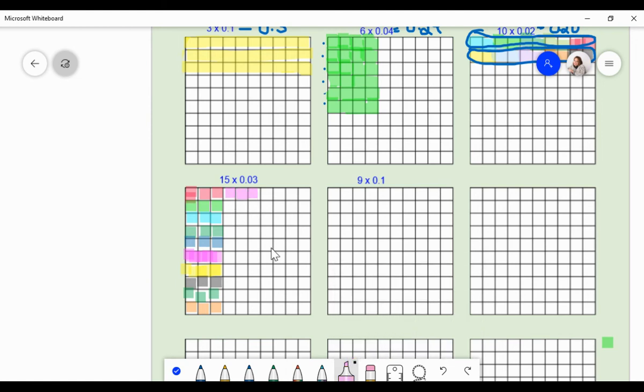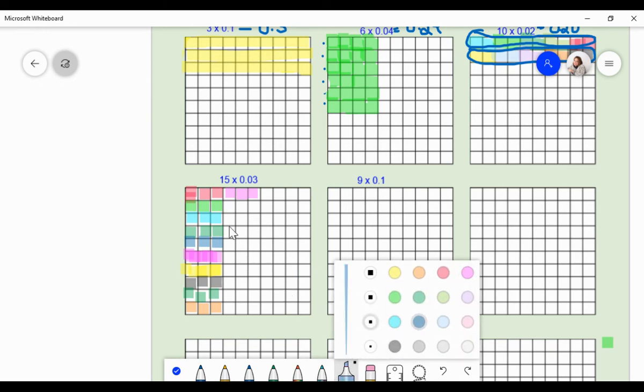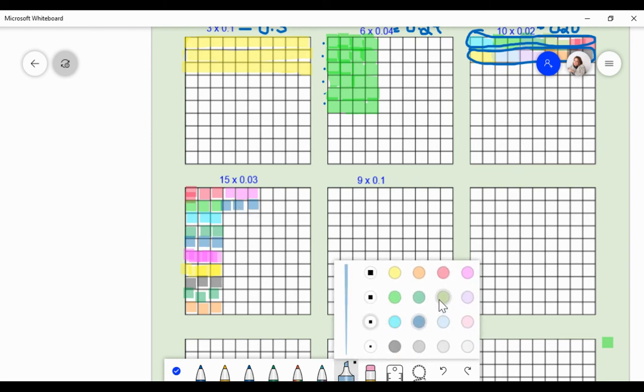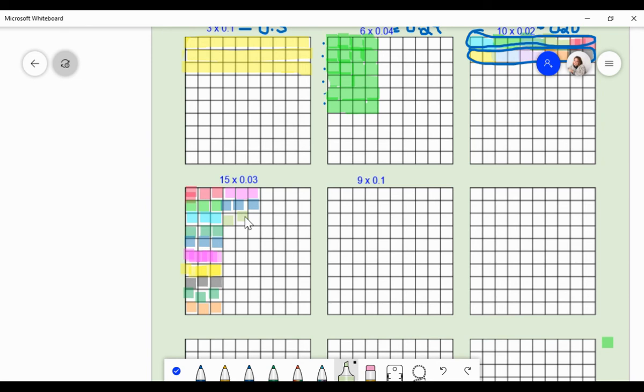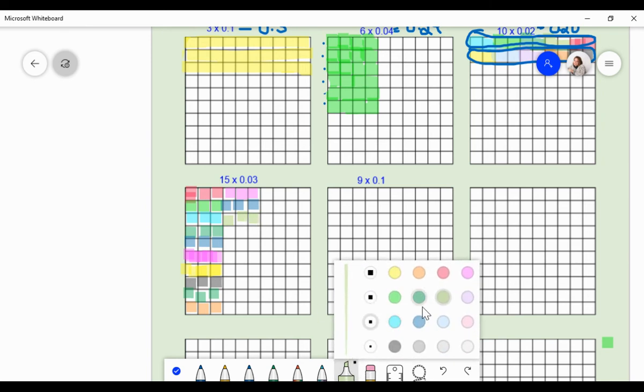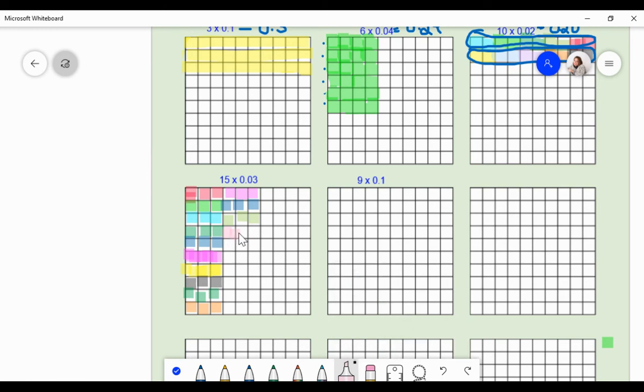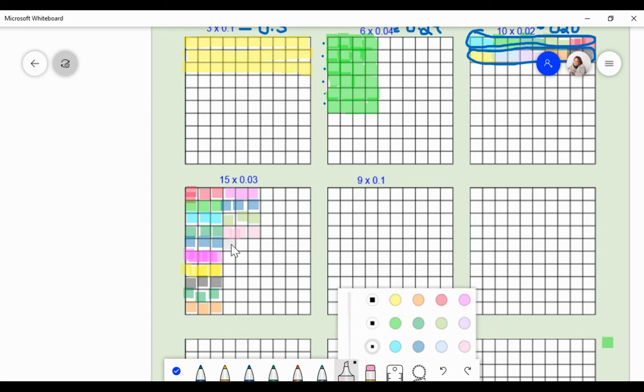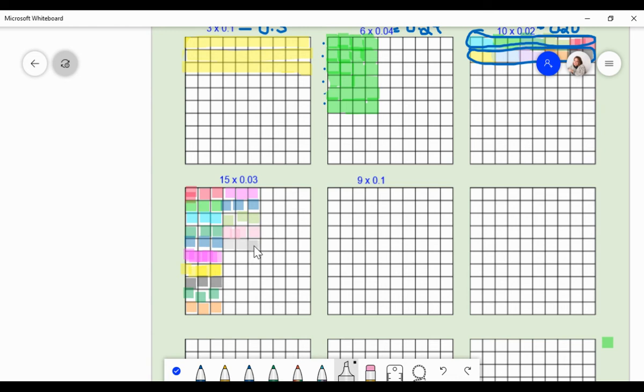1, 2, 3. That's 11. This is 12 groups of 300. 13 groups of 300. I don't know what's wrong with my throat. 2, 3. Okay, that's 14, and I need one more. All right, so there I have 15.